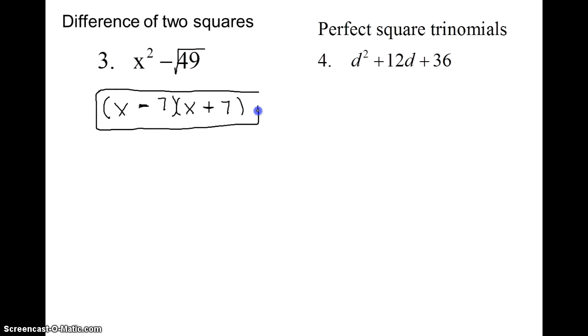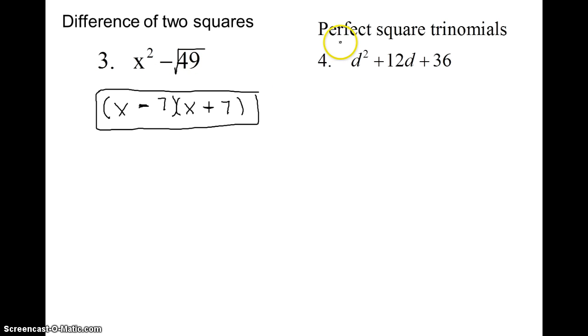In the difference of two squares, you must have a negative in the middle. If you have a positive, it's not a difference of two squares. Difference means minus. So the plus in the middle is not going to work. You must have a minus.